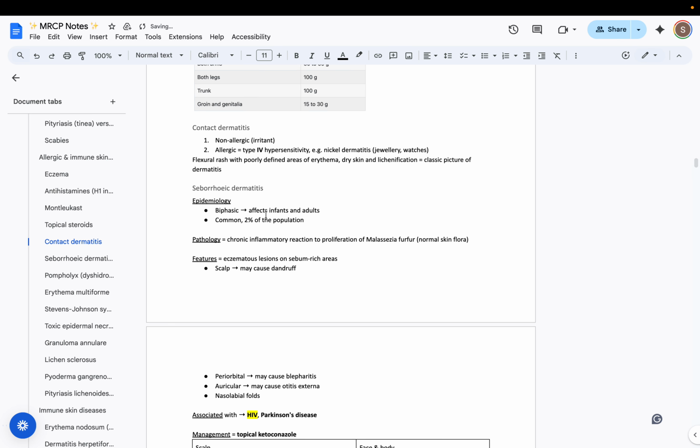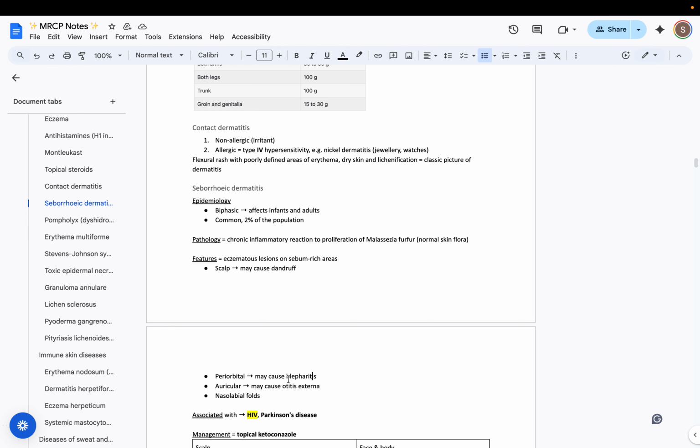It has a biphasic distribution. It affects infants and adults. It's a chronic inflammatory reaction to the proliferation of Malassezia furfur. Remember, first of all, Malassezia is normal skin flora, and the second is that it causes Pityriasis versicolor. Now again here, it's causing seborrheic dermatitis. It would cause eczematous lesions on sebum-rich areas.